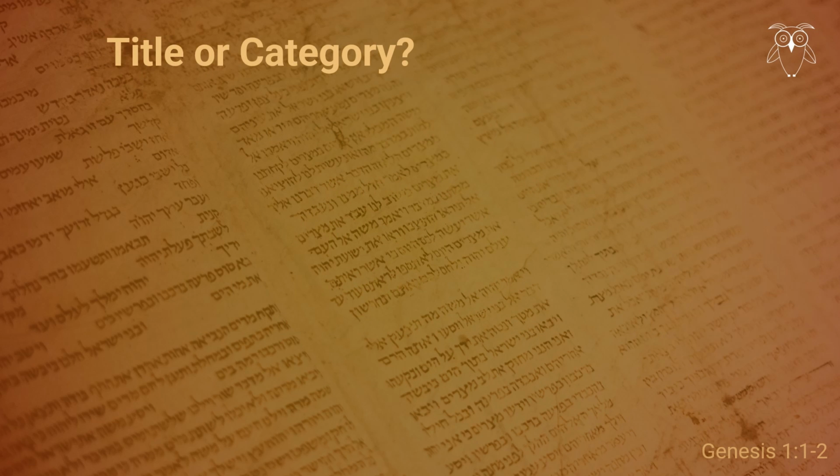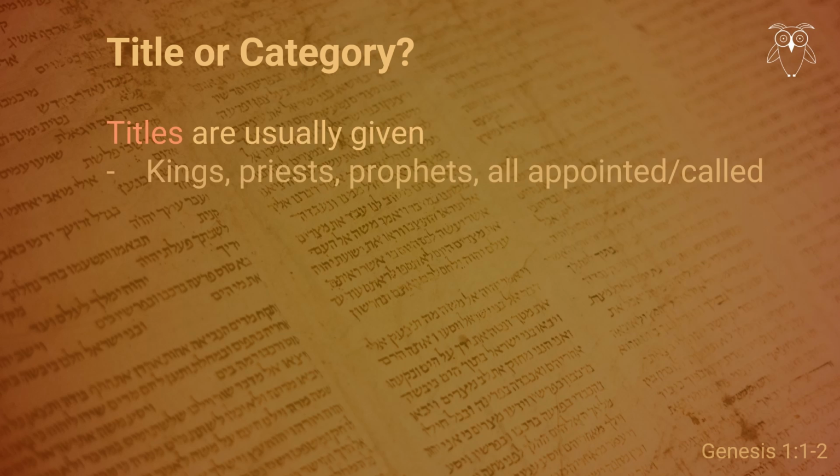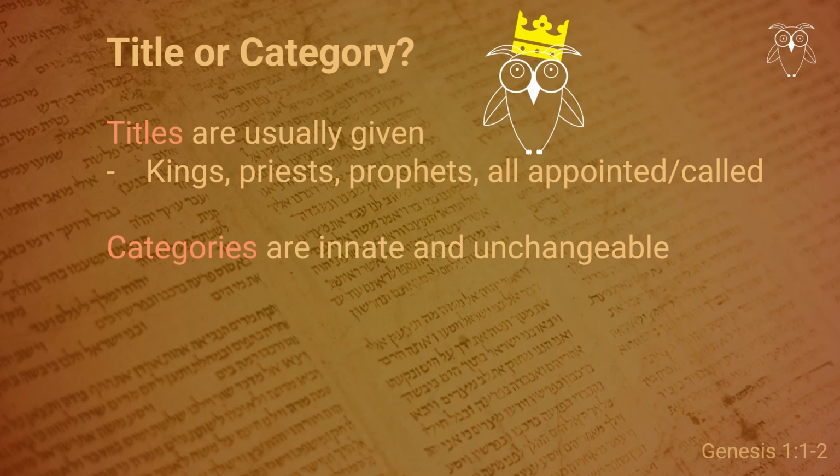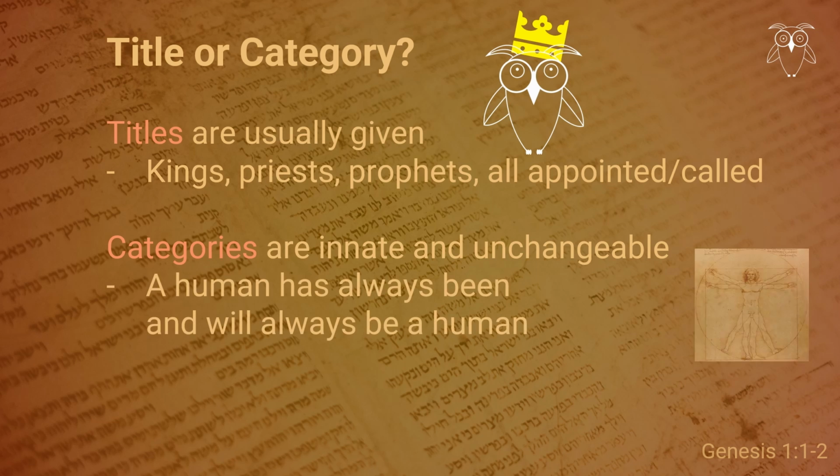Here grammar and syntax probably won't help us too much, and so we have to apply a bit of reasoning here. A title is something that can be given. For example, David was anointed and appointed to be a king. The same for Aaron as a priest, and prophets are usually described as that they were called. This is in contrast to a category, for if you are born a human, you will always be a human.